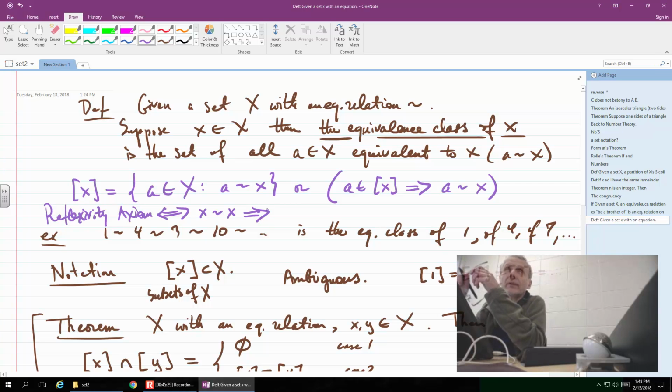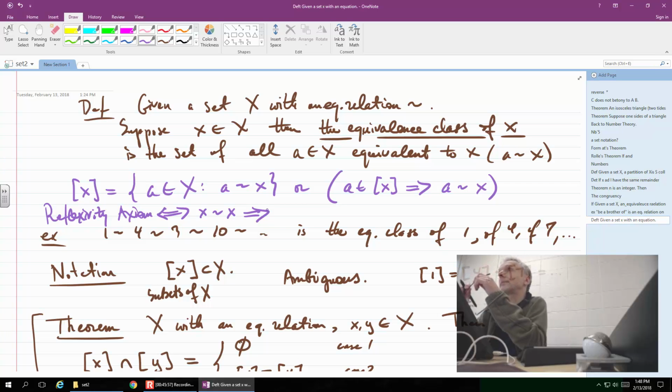It might sound trivial once you say it, but we still should say it. X is equal to X? No, it's not equal to x. What can you say about the equivalence class of x? Contains all elements of x? It's a subset of X? Contains all elements of x. Lowercase x is just one element.